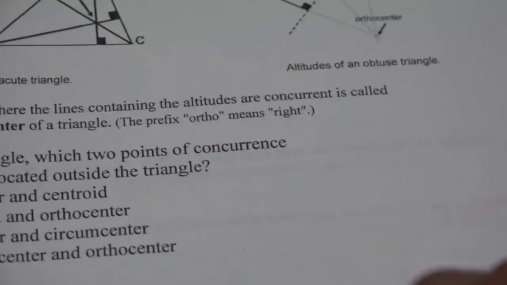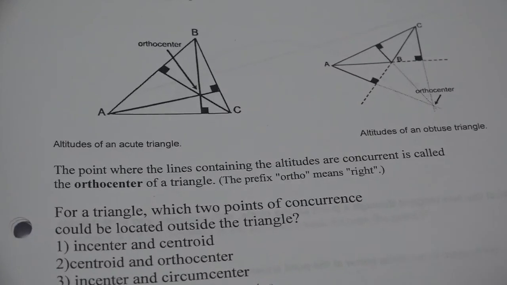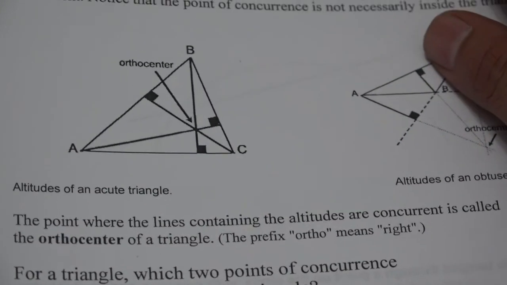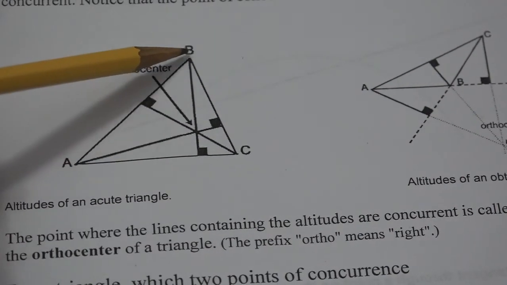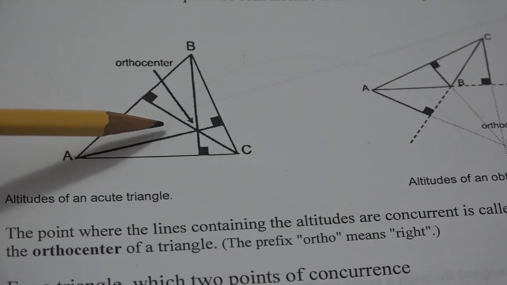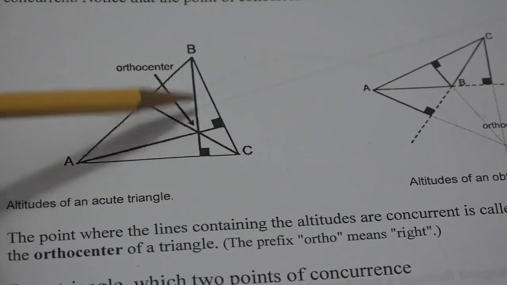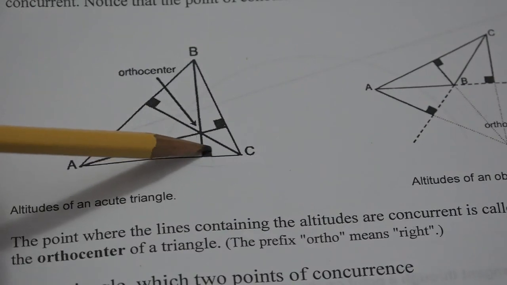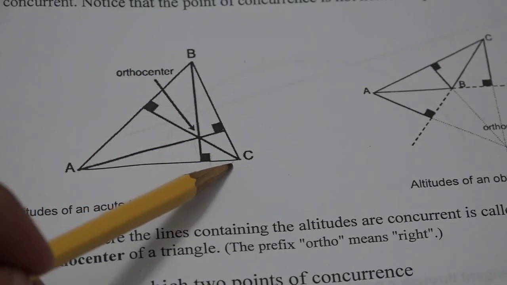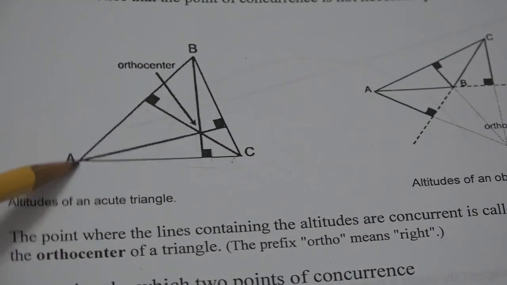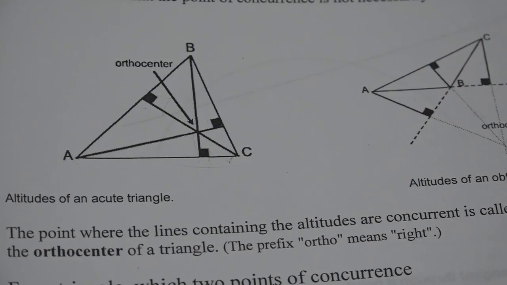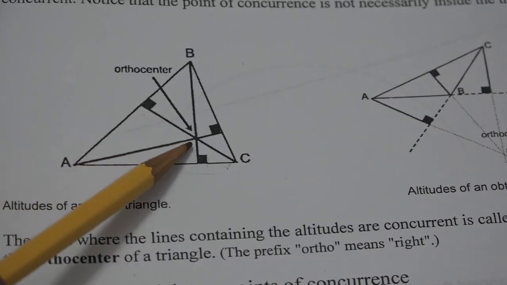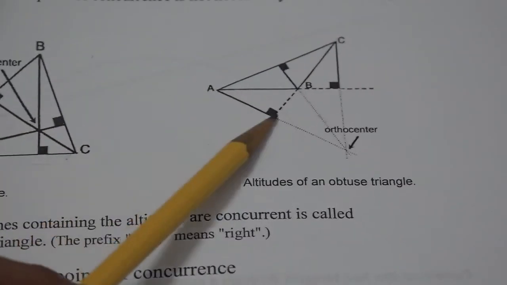Okay, so altitudes. We already went through altitude. What do we know? The altitude is a segment that goes from any vertex perpendicular to the line containing the opposite side. Vertex, line, segment, opposite, perpendicular, you see, 90-degree angles. The point of concurrency is called the orthocenter. The orthocenter can also be inside or outside the triangle.